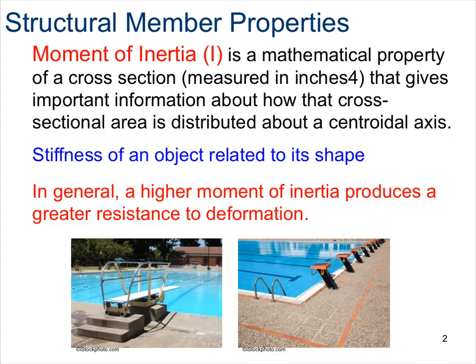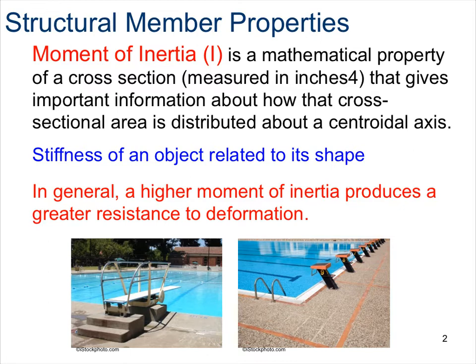Let's begin by talking about the moment of inertia, which uses a capital letter I as its symbol. It's basically a geometric property of an area that's measured in quad inches, or inches to the fourth, and it reflects important information about how the cross-sectional area is distributed about a neutral axis. In essence, the moment of inertia is basically the stiffness of an object related to its shape.